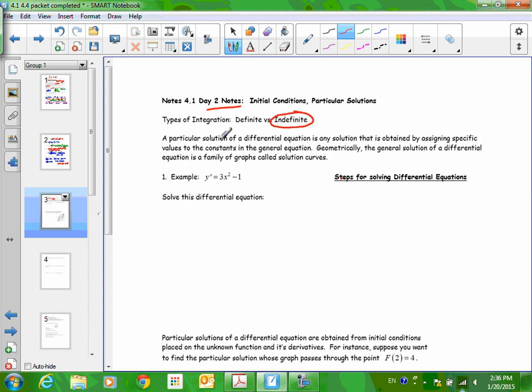So a particular solution of a differential equation is any solution that is obtained by assigning specific values to the constants in the general equation. Basically, we are going to find plus C.